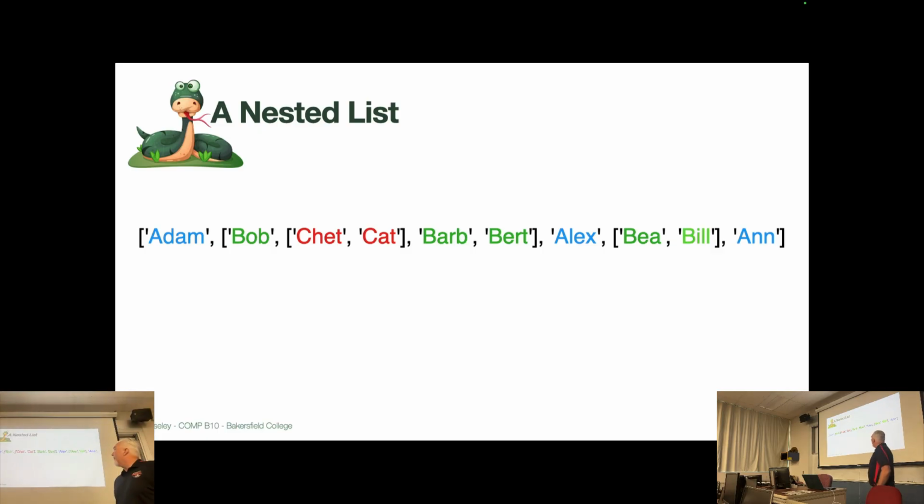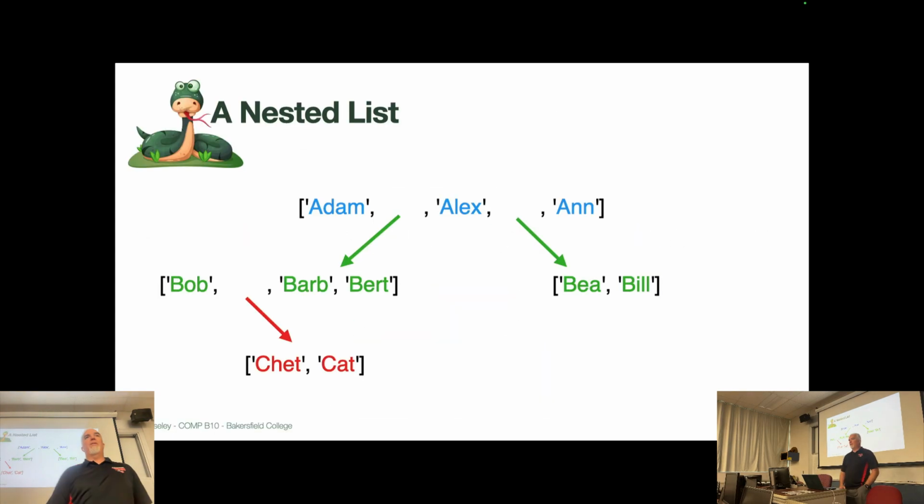This one in particular has what we would say is 3 levels, right? We've got the A names, that's level 1. We've got the B names, that's level 2, and we've got the C names, level 3. If I take this list and I break it apart into the levels, here's another way to look at it.